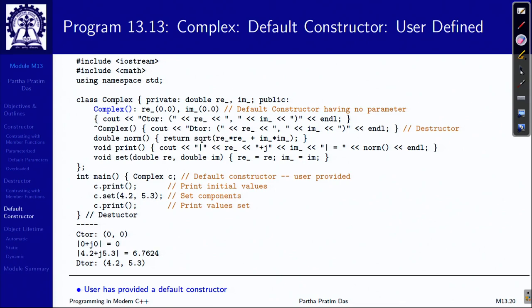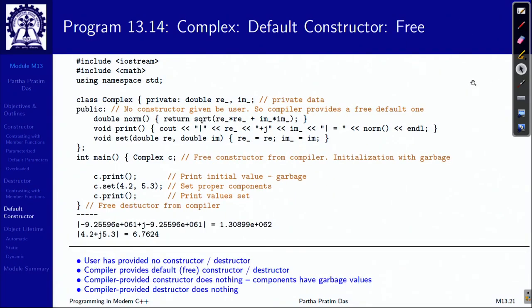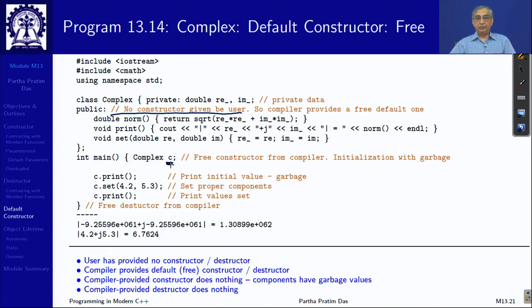Now, let us see if I do not provide it. Here I have given no constructor. Since I have not given a constructor, what will happen at this point? The compiler will give a default constructor. Now, that default constructor does not know what to put here. As I said, there is no initializer list, there is nothing in the function. It is just a blank function with no parameter, right.